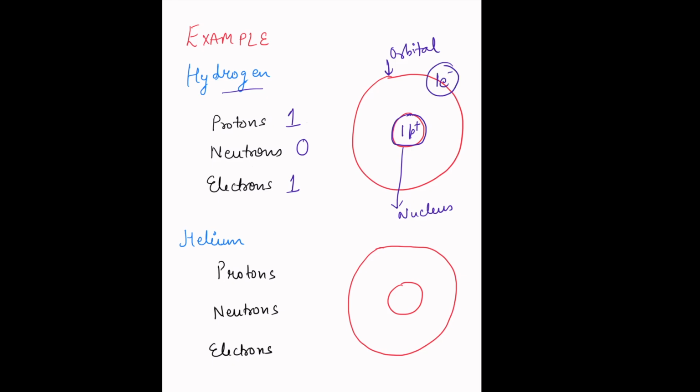The next example is helium, which has two protons, two neutrons and two electrons. Therefore, inside this nucleus, two protons will be there and two neutrons will be there, and in the orbital, two electrons will be there. So this is the simple model explaining helium and hydrogen.